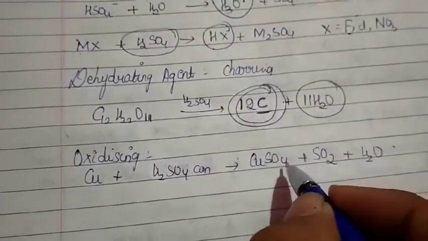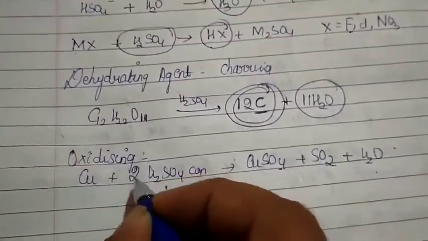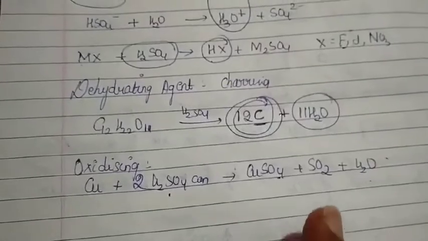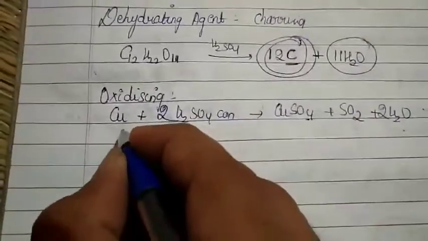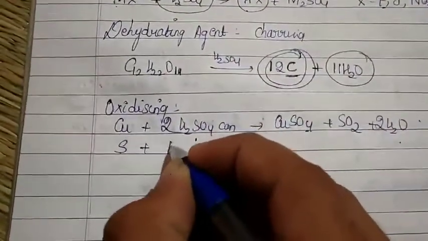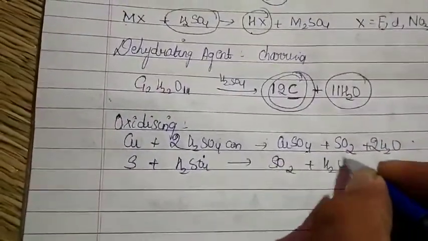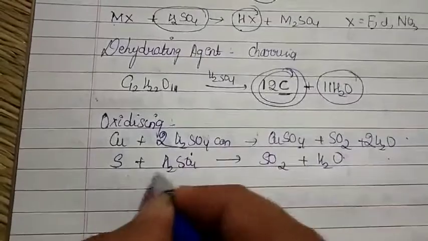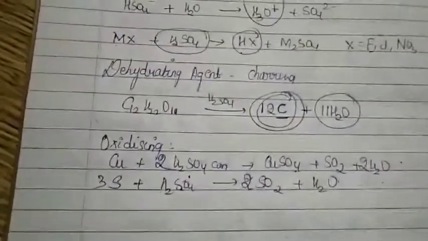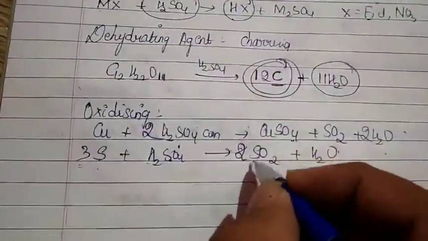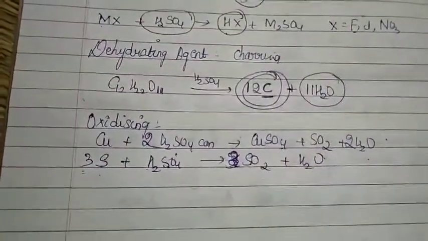We will balance this: SO4, H2O. Since here 2S, 2H2SO4, 2H2SO4 is put, so 2 2s are 4, 2H2O. Not only that much, even your non-metal, that is your sulfur, when it is reacting with your H2SO4, it gives you SO2 plus H2O. So 3S, 3 plus 1. Basically you will be obtaining 3SO2 plus H2O.